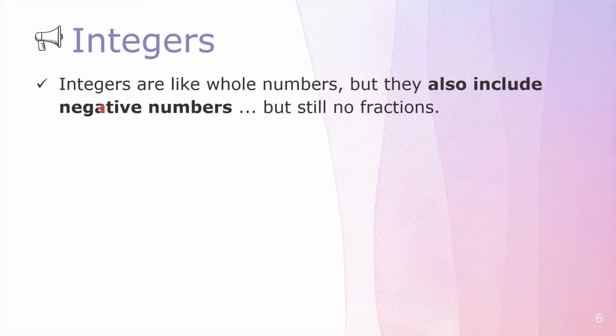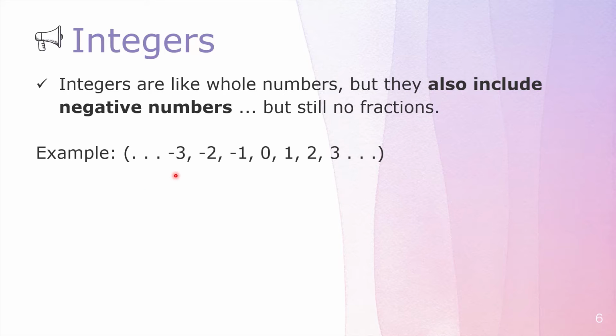Right? Integers are like whole numbers, but they also include negative numbers. But still no fractions involved. Okay, for example, -3, -2, -1, 0, 1, 2, 3. So, nasaan dyan yung whole numbers? So, from 0, 1, 2, 3, yan ang whole numbers and so on.